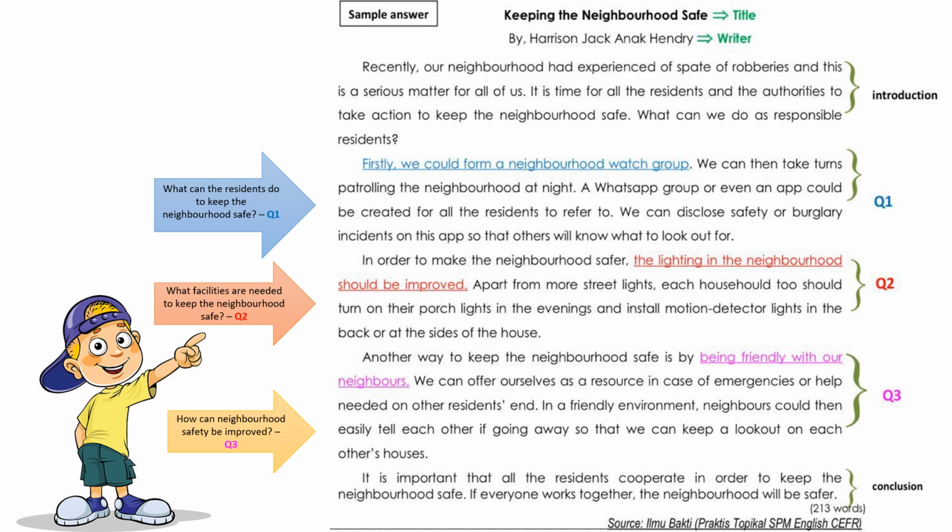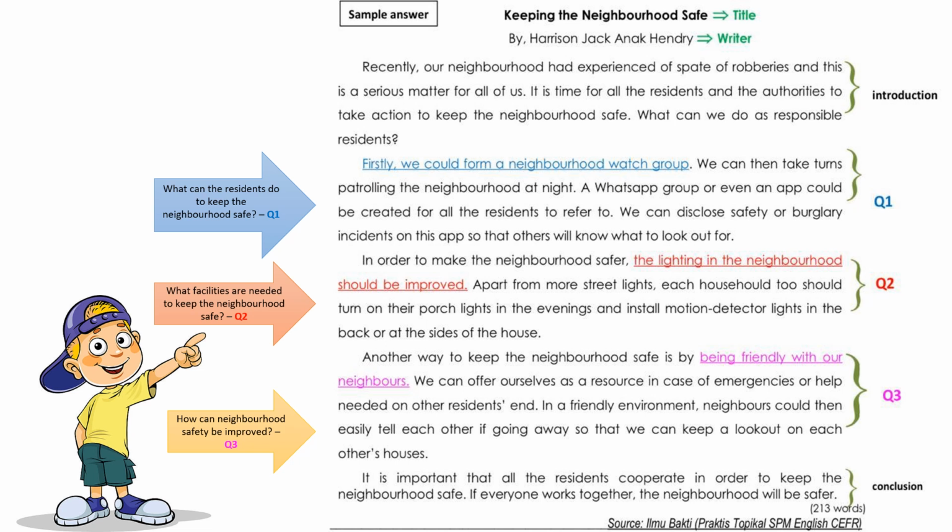In order to make the neighborhood safer, the lighting in the neighborhood should be improved. Apart from more street lights, each household too should turn on their porch lights in the evenings and install motion detector lights in the back or at the sides of the house.